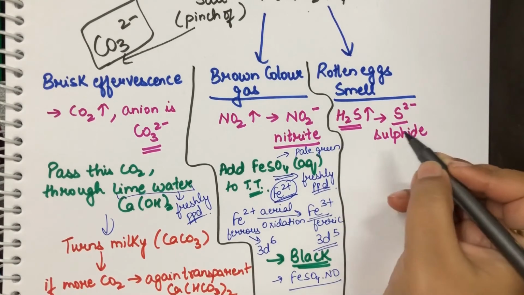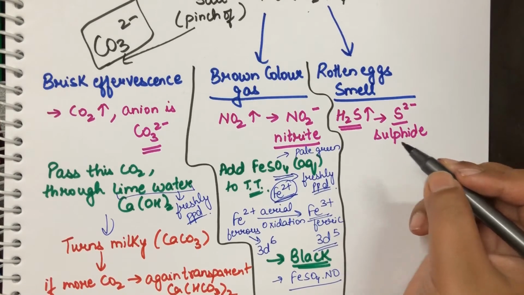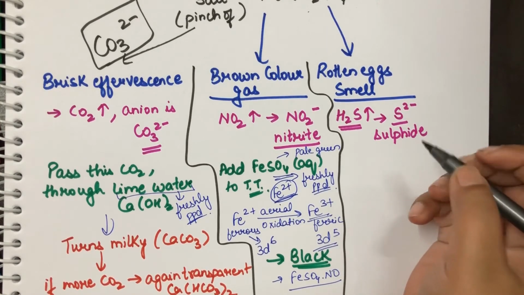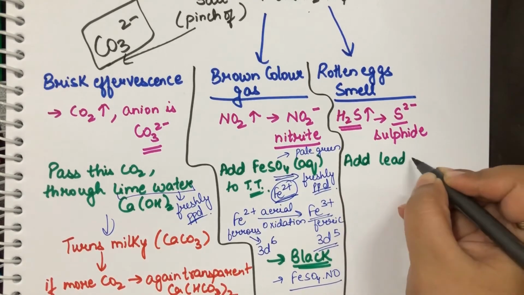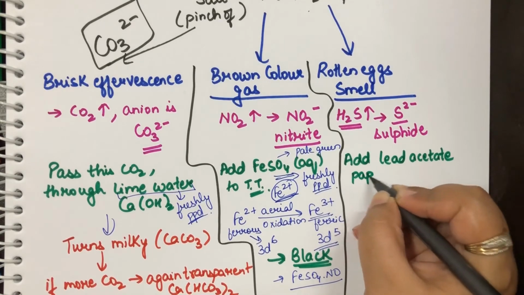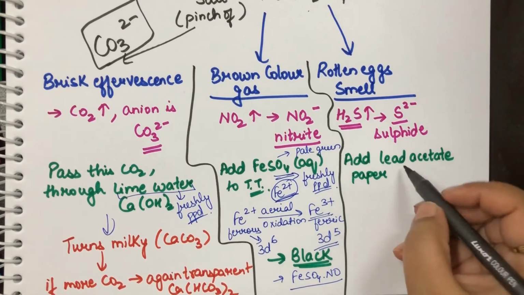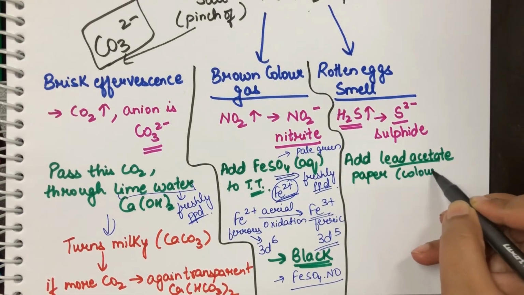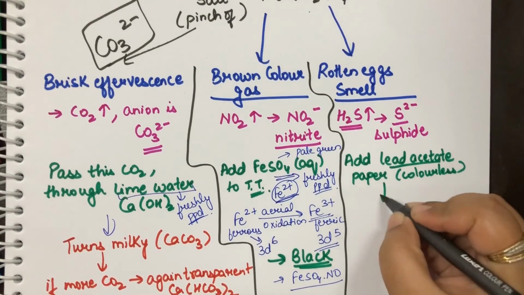Now the moment you smell this rotten egg like smell and you get suspicious that the anion present might be the sulfide ion, then what you have to do is you will add lead acetate paper to your test tube, or to the solution which was there in the test tube. Now this lead acetate paper originally was colorless. But now if your sulfide ion is present here, it will give you a confirmation by turning black.